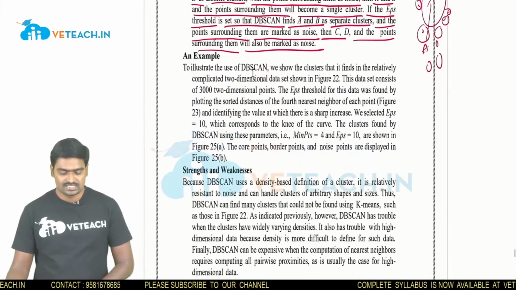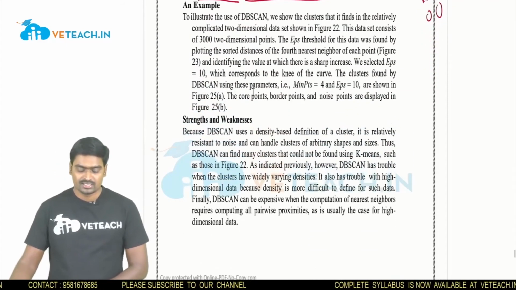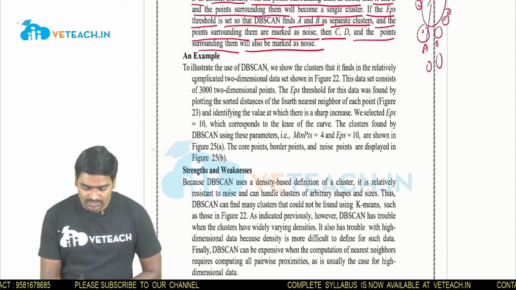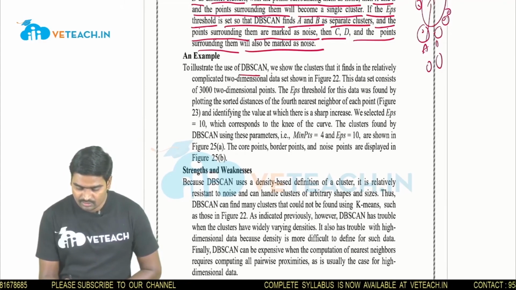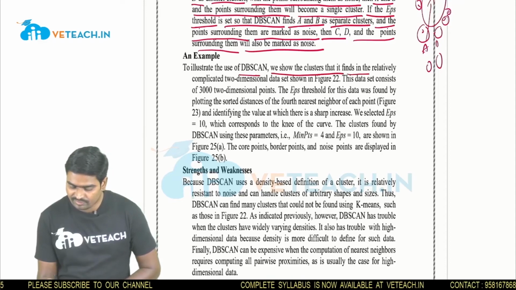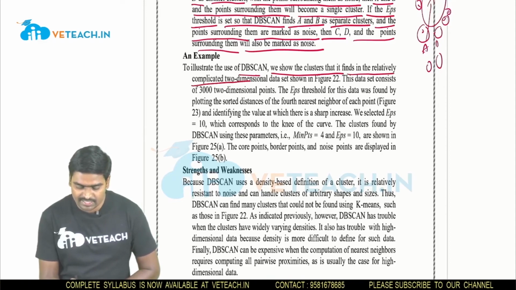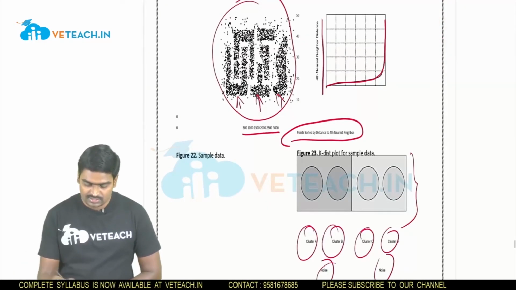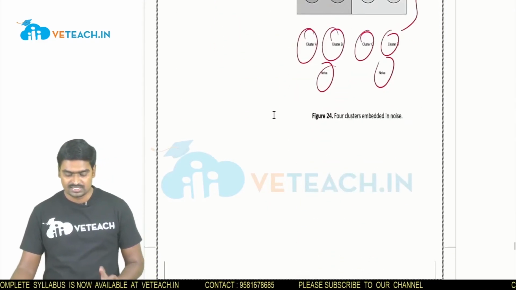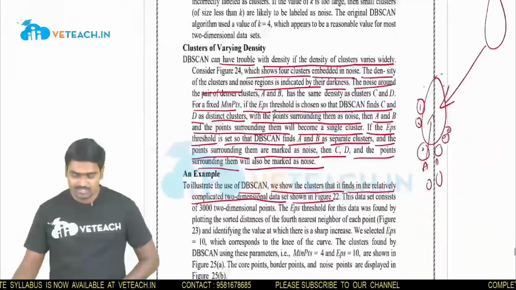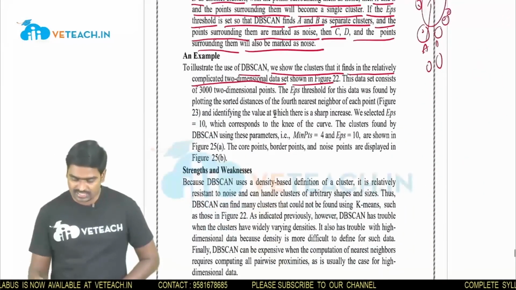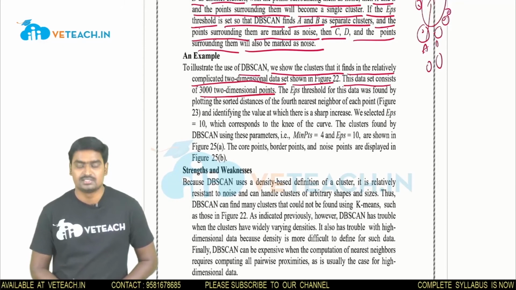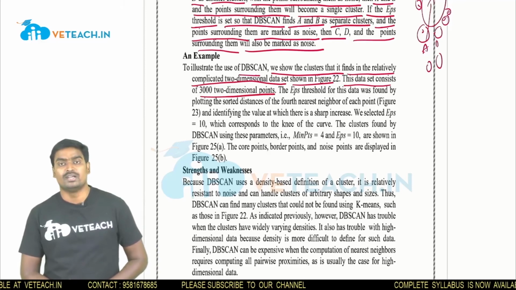Okay. So what is this example, and what are the different strengths and weaknesses? The following example is there. To illustrate the use of DBSCAN, we show the clusters that it finds in a relatively complicated two-dimensional data set, figure 22. So this is the complex database objects. Why? Because based on this example, this data set consists of 3000 two-dimensional points.